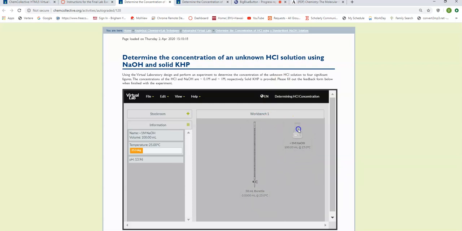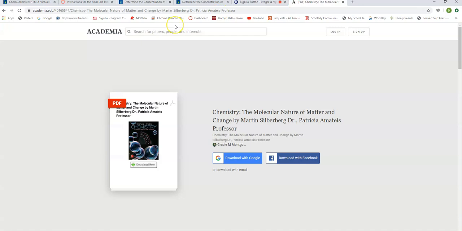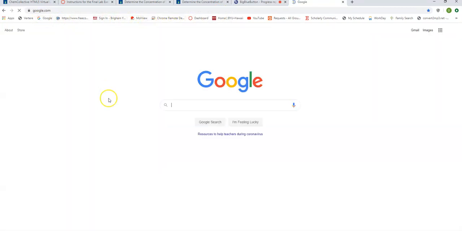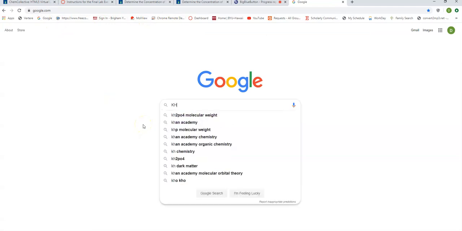So first, how are we going to determine... Do you know what the KHP is? Did you look into that and see what that was yet? Is that the indicator? No. So let's look up KHP. I'm going to go into Google here and look up KHP in titrations.